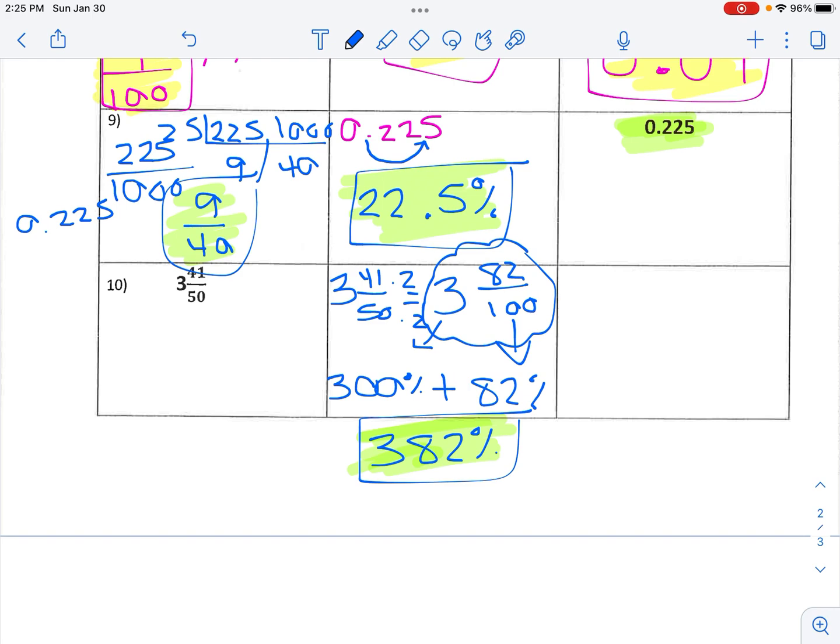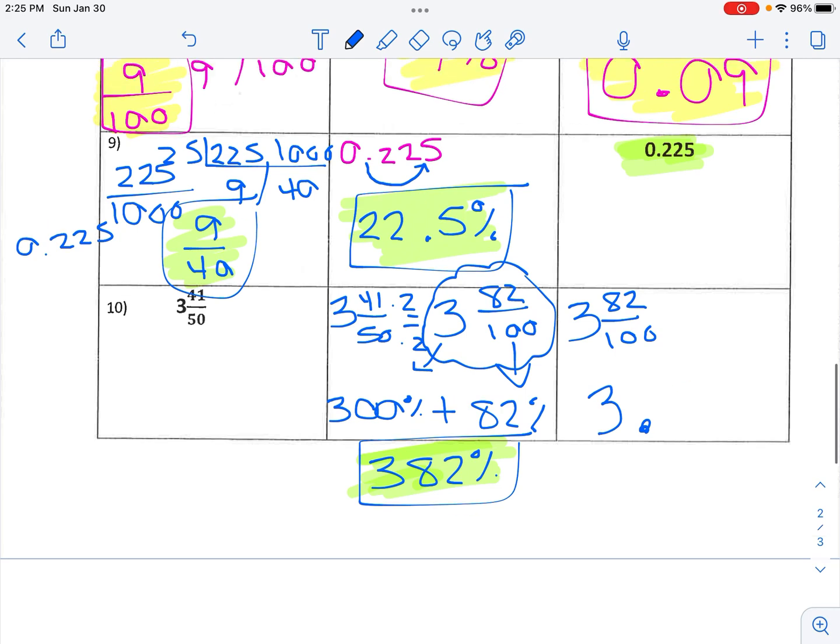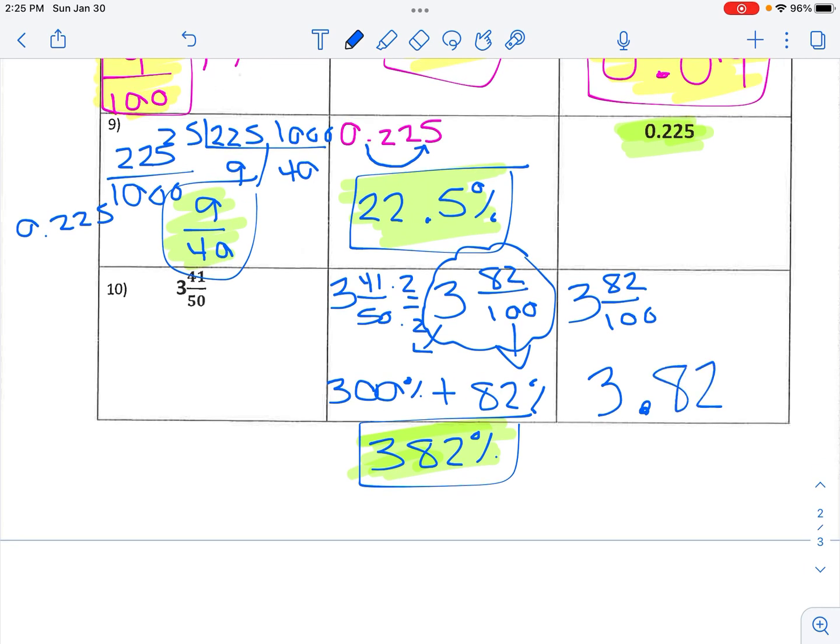And your decimal, I'm going to start with what I had right here. I'm going to read it 3 and 82 hundredths. I'm going to write it 3 and 82 hundredths. You write the decimal exactly as you read the fraction.